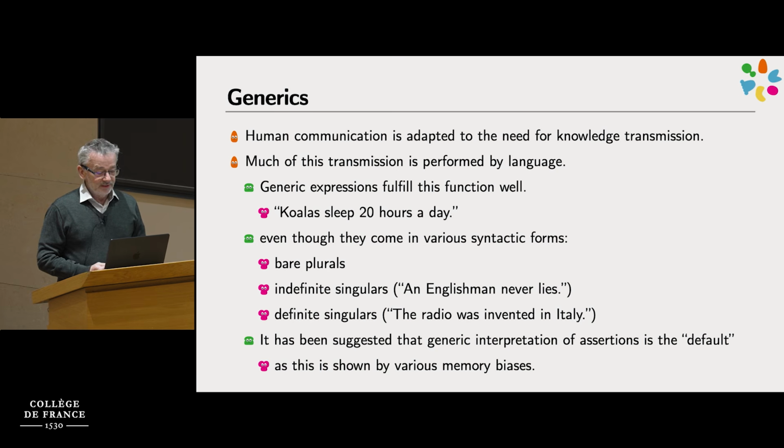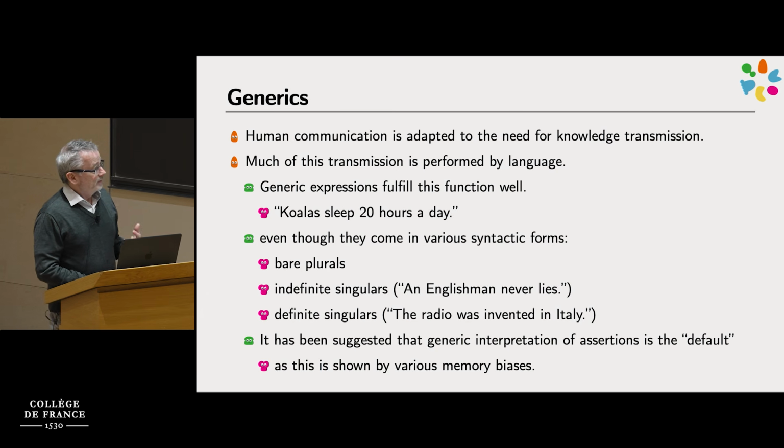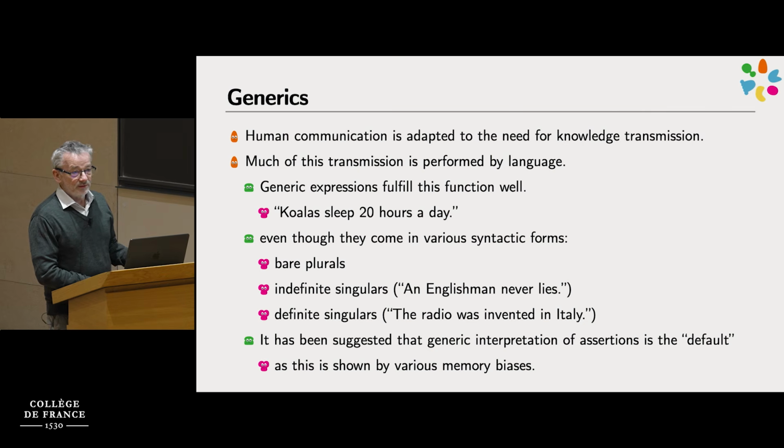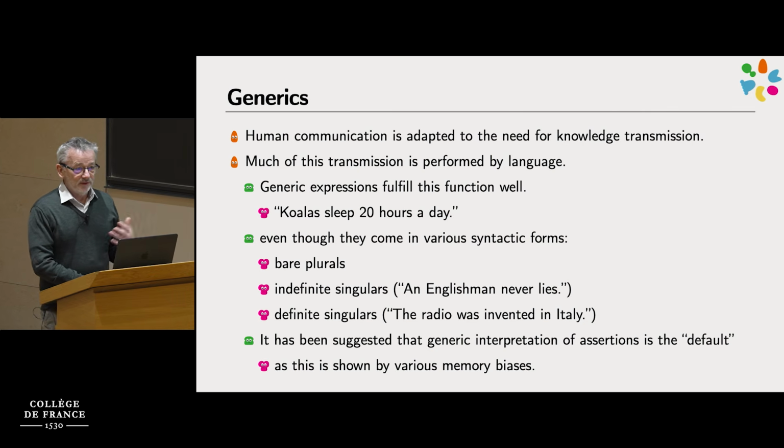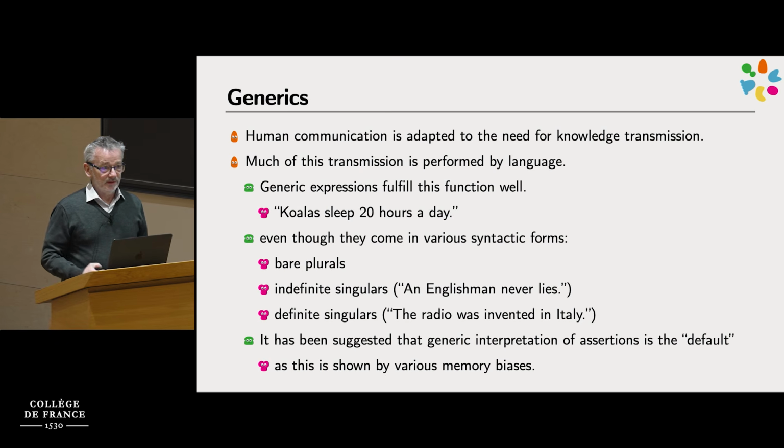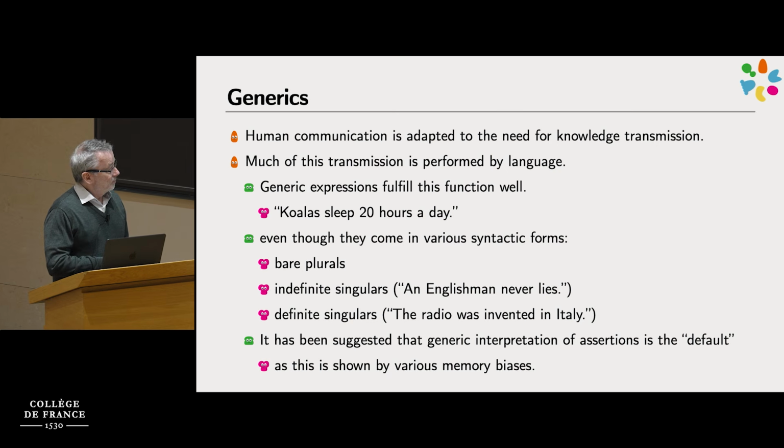It has also been suggested that generic interpretation of linguistic assertions is the default interpretation. So you have to actually add various kinds of quantifiers or determiners in order to restrict the validity of the predicates to something other than a generic interpretation. And this is shown by various kinds of memory biases, mainly that people can confuse, for example, universally quantified utterances with generic expressions, and the bias goes towards genericity.